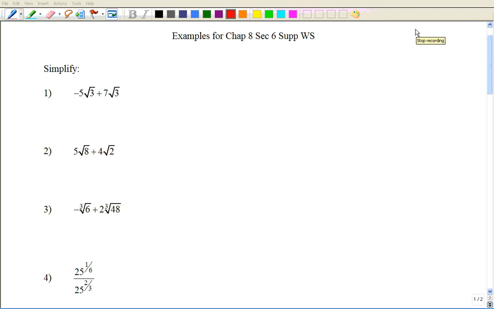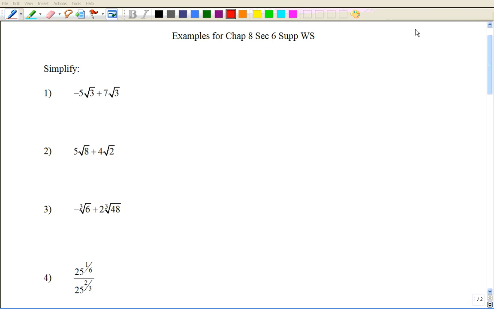Hello everyone, here are some additional examples for Chapter 8, Section 6, and you can use these and reference these whenever you are working on your worksheet that goes along with this. So we're just going to be simplifying and solving some expressions here.